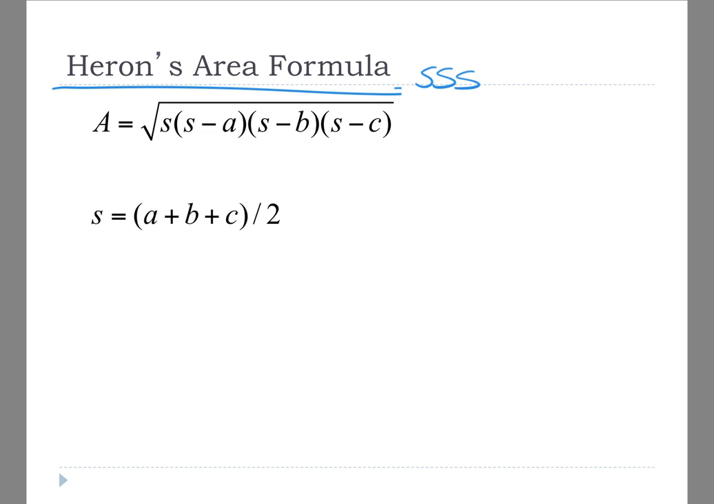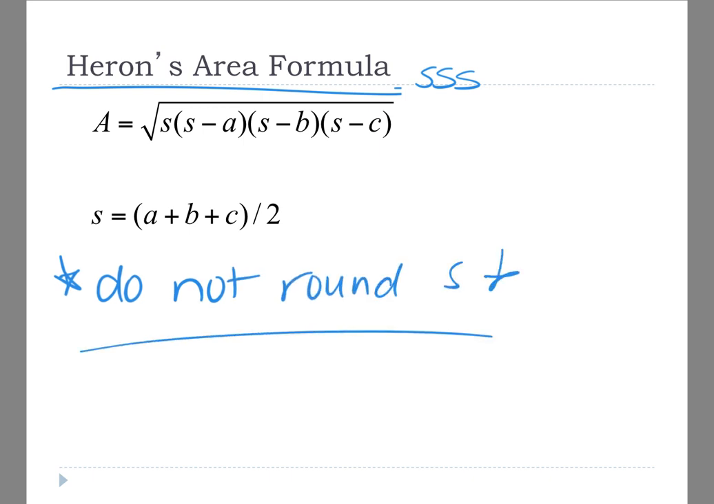It is the square root of S times S minus A times S minus B times S minus C. The first thing you have to do is find S. To find S, we add the three sides and divide by 2. So it's almost the average, but not quite because we're dividing by 2. Super important here is that we do not round S. If S has 3 decimal places, you keep all 3. If S has 4 decimal places, which I think is most it can have, then you keep all 4. You're going to round the answer at the end, obviously, for your area, but you do not round the S.